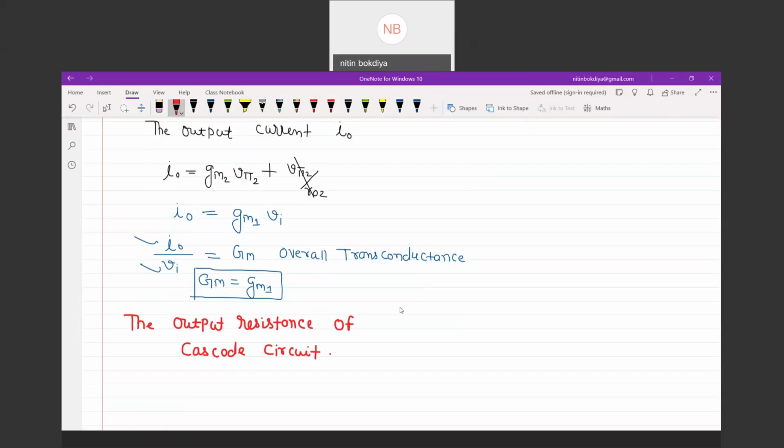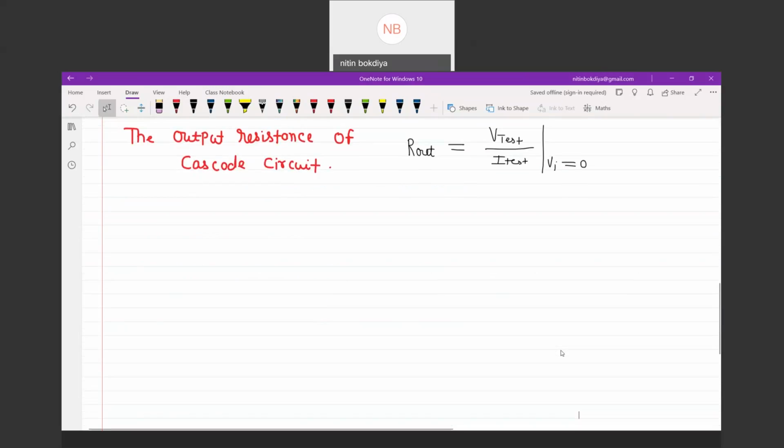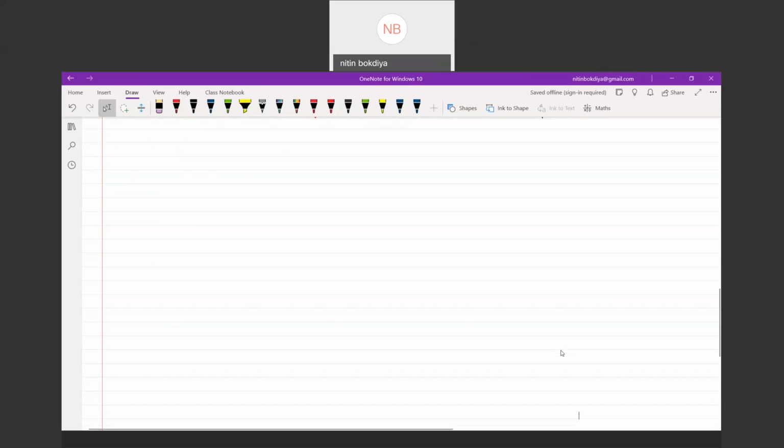So how to calculate output resistance, and what is the definition of output resistance? As we know, the output resistance R out of the circuit is given by the ratio of V test divided by I test, by making Vi equal to 0. इनपुट को 0 करके जो भी हमारे पास सर्किट बनेगा, that will be considered as R out. So let's start the analysis of output resistance. It's very important to analyze the output resistance because we want a higher output resistance for the better gain condition.